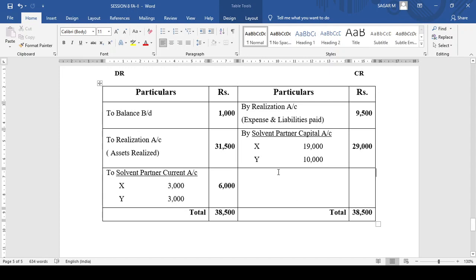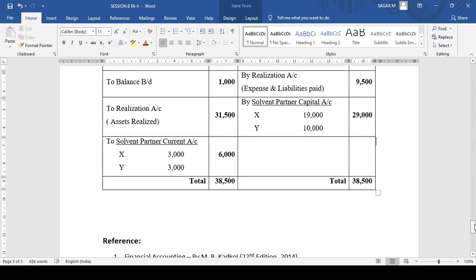In this case we have transferred the assets realized, and we have also transferred on the credit side 9,500 rupees for bearing the realization expenses and for payment of liabilities. After this, the cash brought in by the solvent partners equal to the realization loss is entered on the debit side, that is 6,000, and at the end we made the final settlement to solvent partners, that is 29,000. So if you do this much, your cash account must tally, and it will tally.